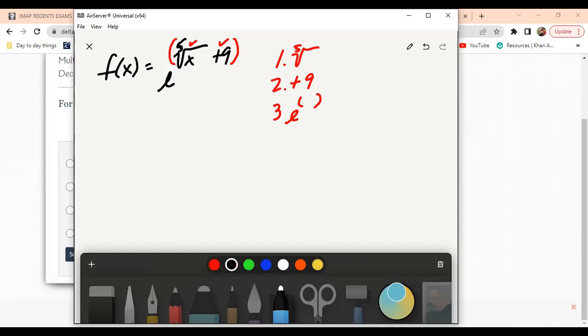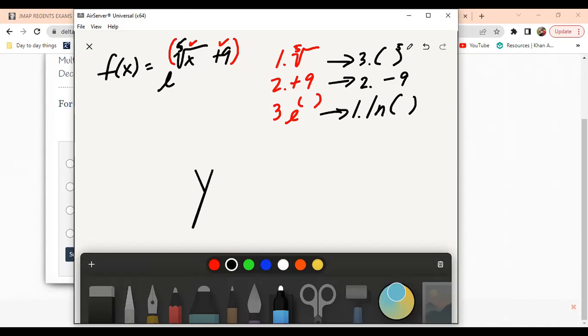Now that I've done PEMDAS on there, I'm going to do the inverses. So the inverse of raising something to the base e is to take the natural log of that something. The next thing I'm going to do, inverse, is subtract 9. And then the final thing that I'm doing is I'm taking the fifth root. So the inverse is raising it to the fifth power. Now I'm going to do the natural log first. I'm going to subtract 9 second, and then I'm going to raise it to the fifth power third. So here is my original.